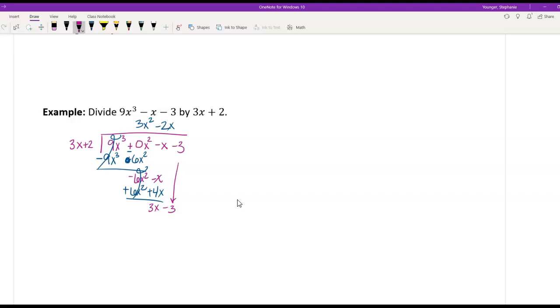All right, so now 3x goes into 3x 1 time, and this is plus 1. And I'm left with 1 times 3x is 3x. 1 times 2 is plus 2. Change my signs. These cancel, and I have a negative 5 right here, which is my remainder.